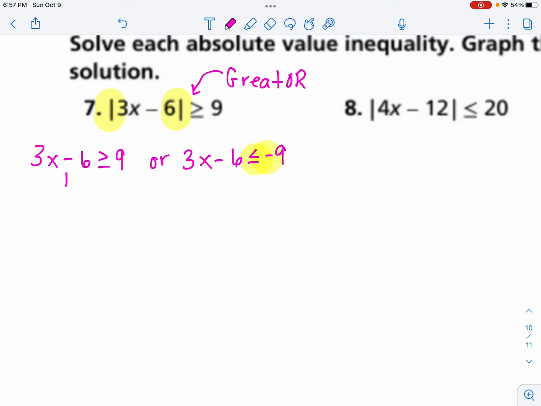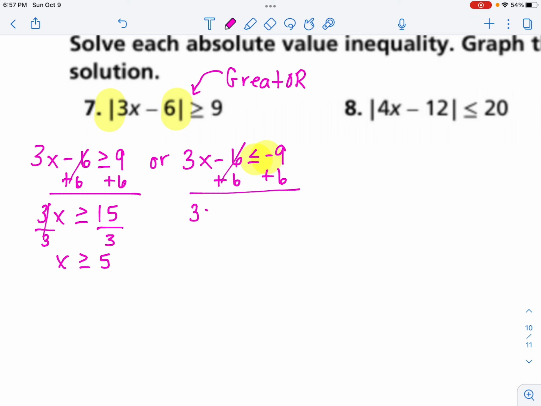So here we're going to add 6 to both sides of the inequality. 3x is going to be greater than or equal to 15. We're then going to divide both sides by 3, and x will be greater than or equal to positive 5. Versus here, when we add 6 to both sides, we end up with 3x is less than or equal to negative 3. And then we're going to divide 3 on both sides, and x is going to be less than or equal to negative 1.